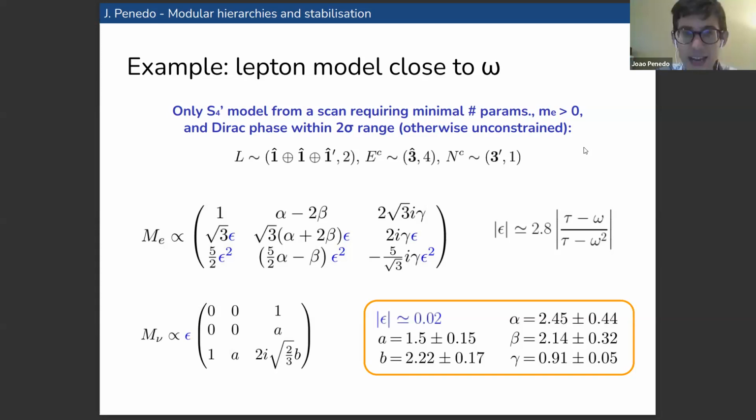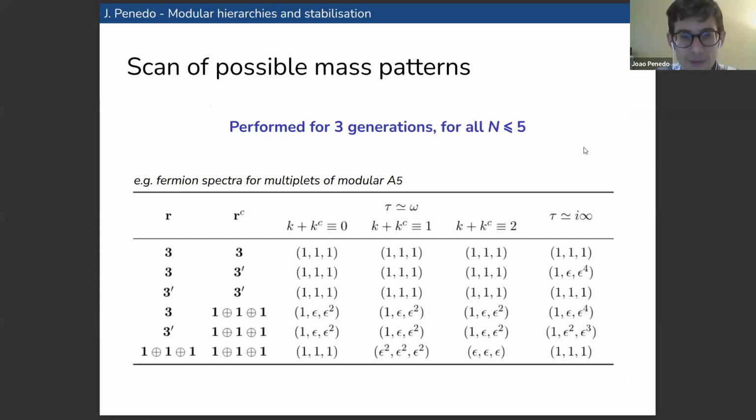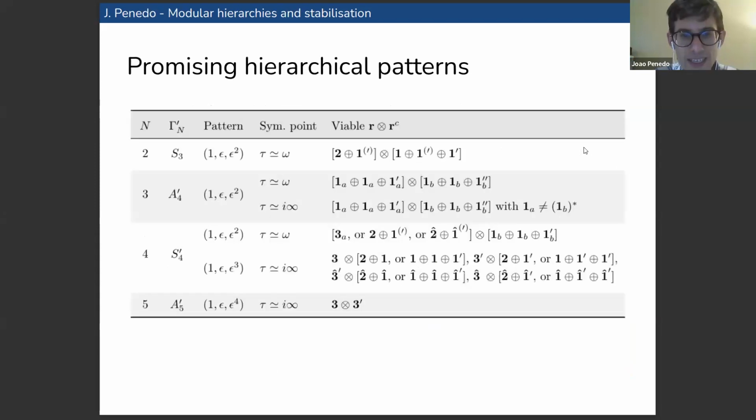A5 model, there is a chance to be very predictive, but not for leptons in three-dimensional representation. So if you have something bigger, maybe, because A5 has nice properties. You see here, there is only one pair of representations for A5, which gives you the hierarchical pattern. And why do the other possibilities not work?